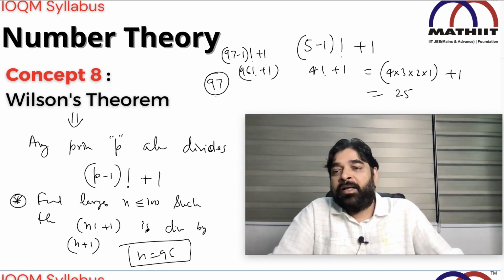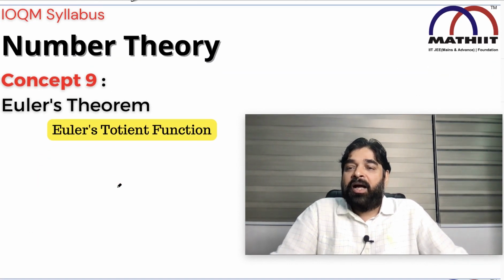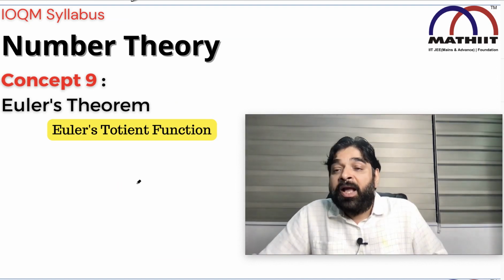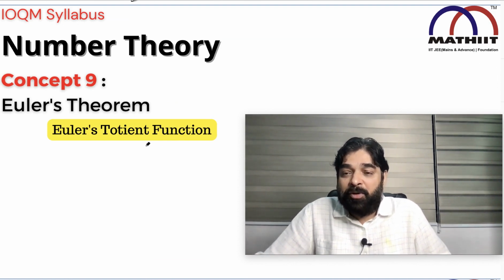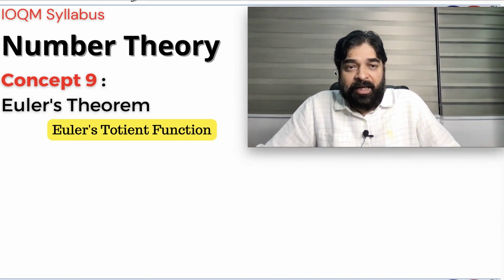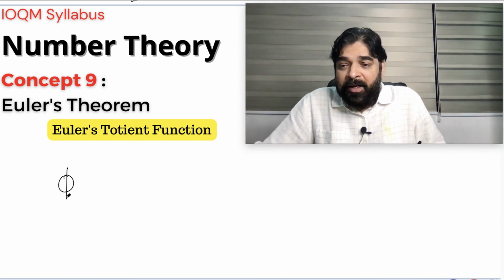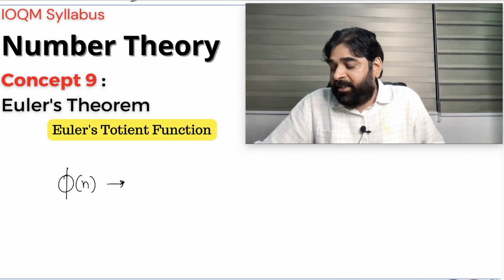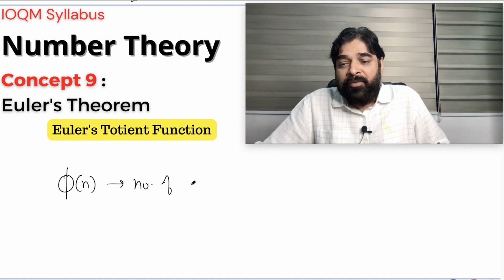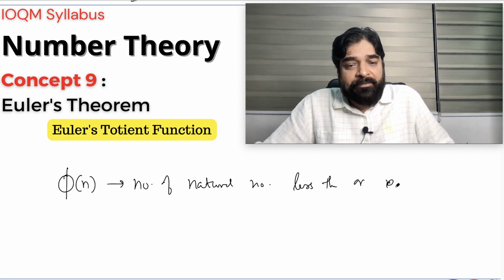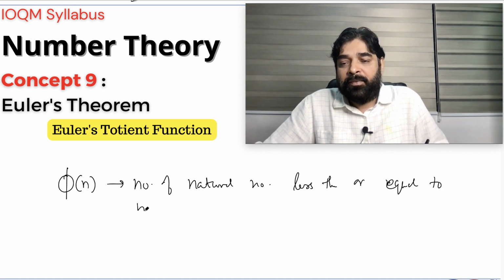Is it clear? So that was concept 8. And concept 9, Mr. Euler was there, and Euler's name came in so many places. And Euler's theorem, Euler's totient function, my pronunciation is very poor, something like that. That is very detailed, you have to study. What the totient says is that phi of n represents the number of natural numbers less than or equal to n which are co-prime to n.